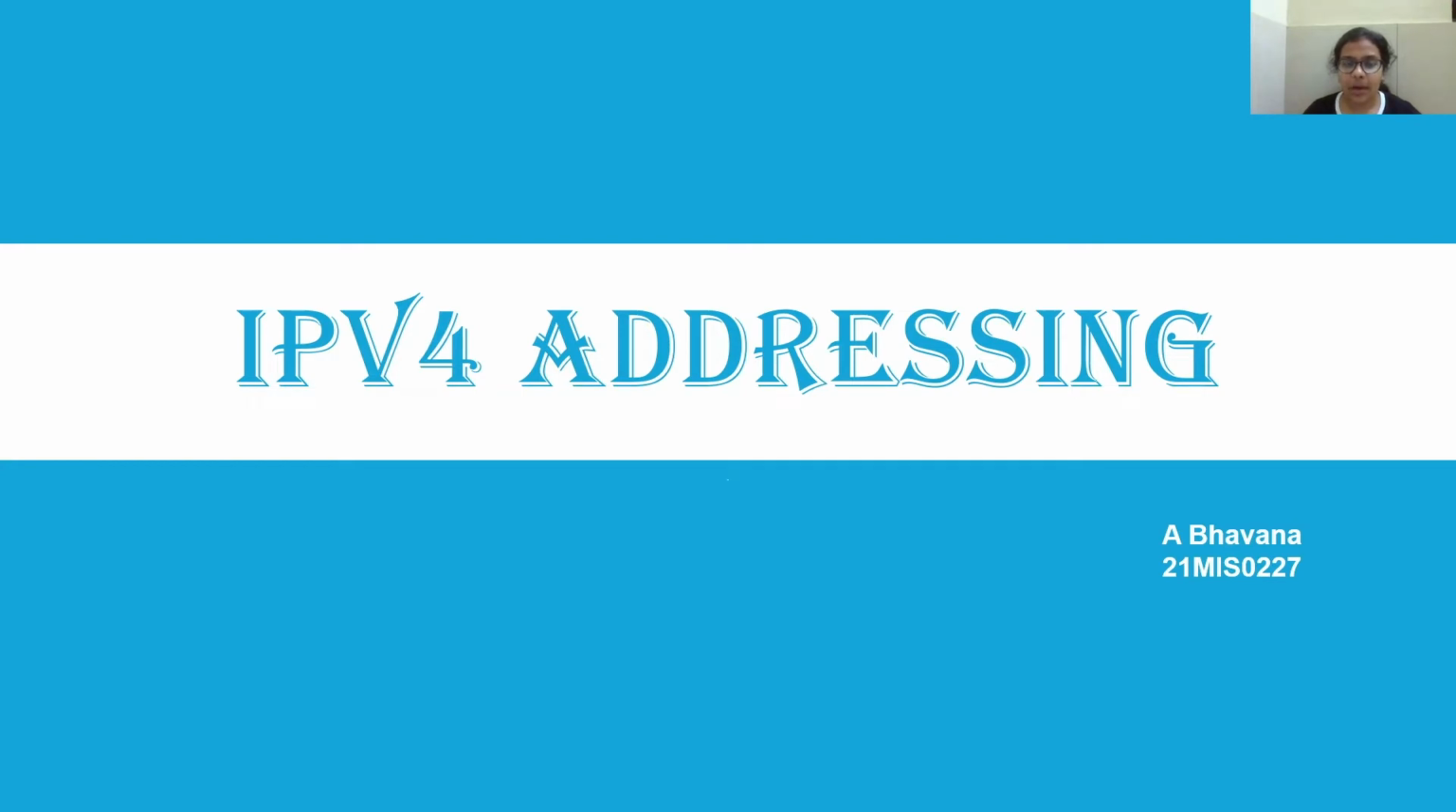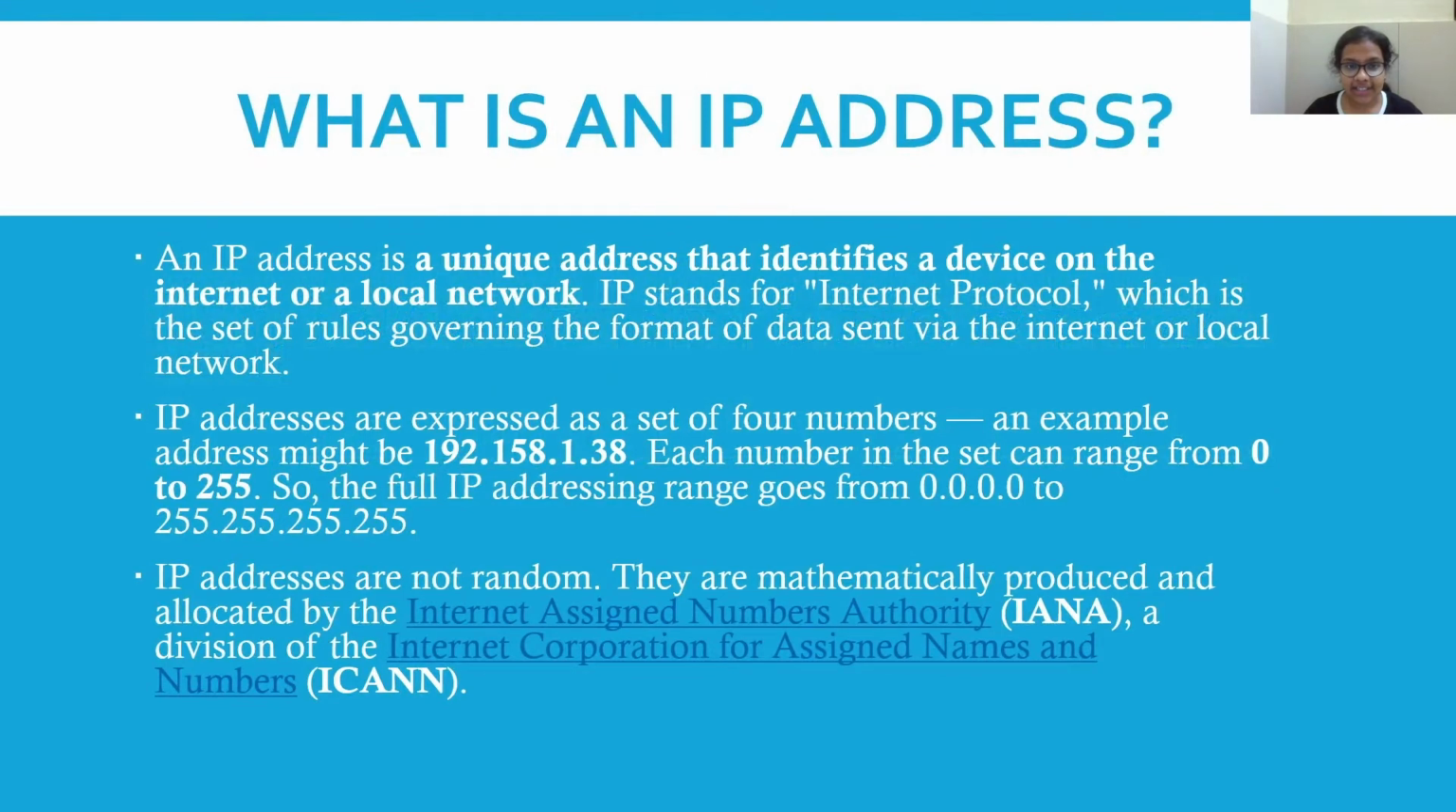So let us see about IPv4 addressing. Firstly, let us see what is an IP address. An IP address is a unique address that identifies a device on the internet or a local network. IP stands for Internet Protocol, which is a set of rules governing the format of data sent via the internet or local network. IP addresses are expressed as a set of four numbers.